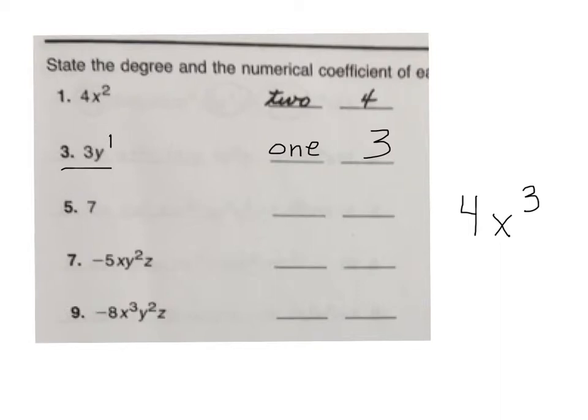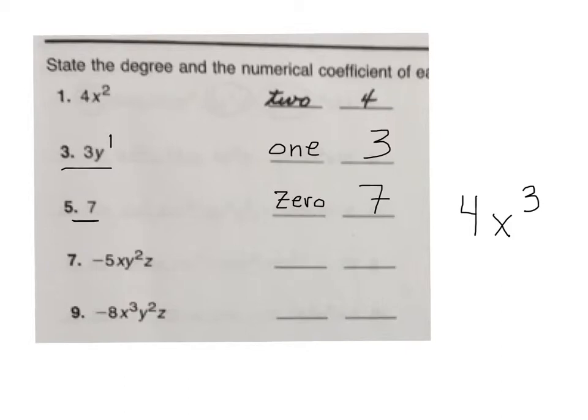Okay, look at 5. What is the numerical coefficient on 5? 7. And then, what is our exponent? When you don't even see a variable written with an exponent, what's the exponent? 0. Good. Because it's not even there.